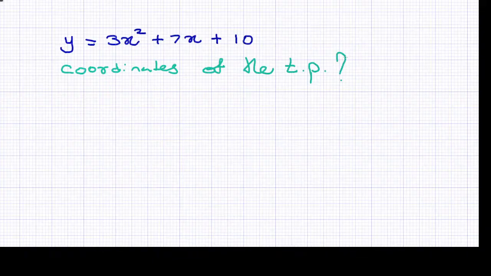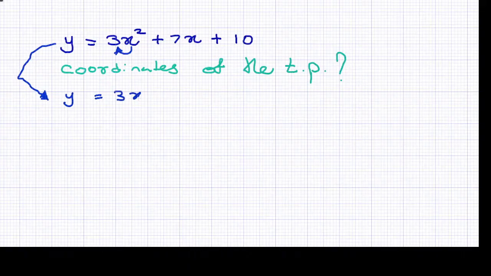Let's say they want you to find the coordinates of the turning point using the knowledge of completing the square. So how do we do this? y equals, what's the very first step? You have to make sure the x squared coefficient is 1. So how do you convert that to 1? 3x squared plus 7x plus 10. You have to divide this first term by 3.